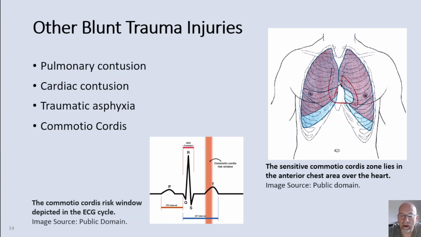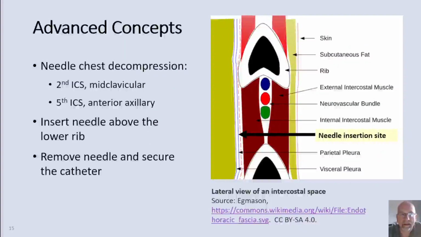Prompt CPR, application of the AED, advanced life support, and rapid transport is key in managing a victim of commotio cordis. In the last slide here, I'd like to talk about some advanced concepts. Insertion of a needle or angiocatheter into the pleural space on the affected side of a tension pneumothorax will help to change it to an open pneumothorax, which will allow trapped air to escape on exhalation.